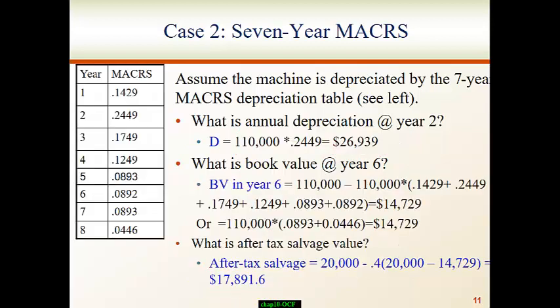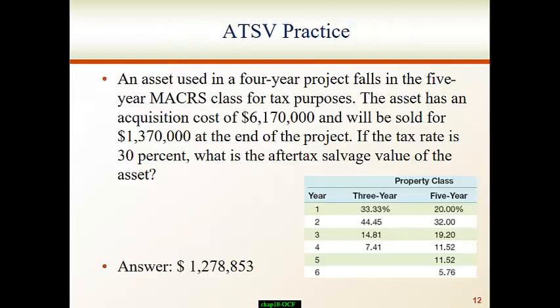Here is the answer for the previous calculations. I would encourage you to practice one more example. This is a 4-year project. We're going to follow the 5-year schedule. And I would like you to find out the ATSV if they sell for 1,370,000.